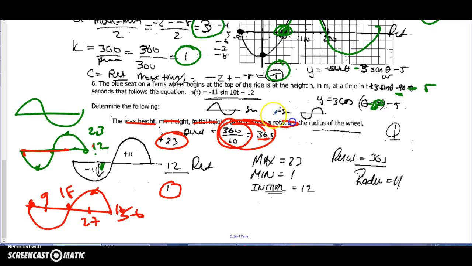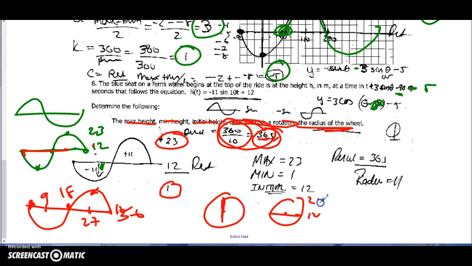What's that say? Time to finish a rotation. We just did that. That's the period. That's 36 seconds. And the radius of the wheel. The last question is the radius of the wheel. Picture this. That's wrong. Here's the middle. Okay, so the middle is at 12. The top's at 23. The radius is just the amplitude. Every time I ask you the radius, it's the amplitude because I go up.